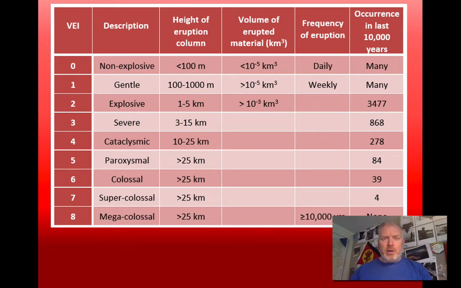Now, we start with the volume of erupted material. Every step up the VEI scale, we see 10 times as much erupted material as the previous step. So, for example, for a severe eruption, a VEI of 3, we're going to have more than 10 to the minus 2 cubic kilometers. Okay, so we're just adding 1 to the power with every step.